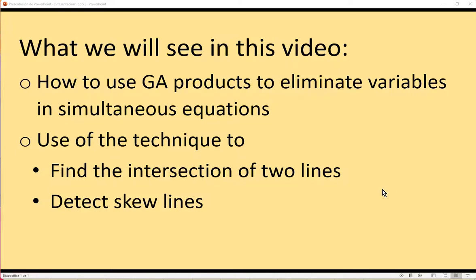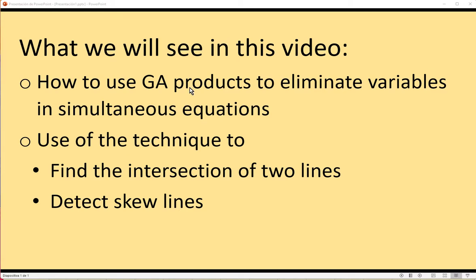In this video, we will learn a very useful technique in geometric algebra, which is the use of geometric algebra products to eliminate variables in simultaneous equations. And up in the corner here, I will also put a link to a video that describes other solution techniques for different types of problems.